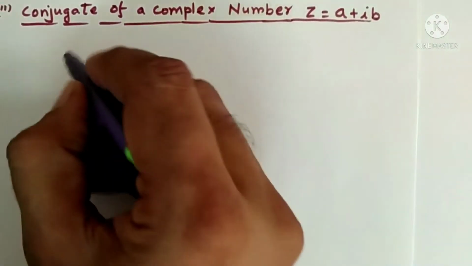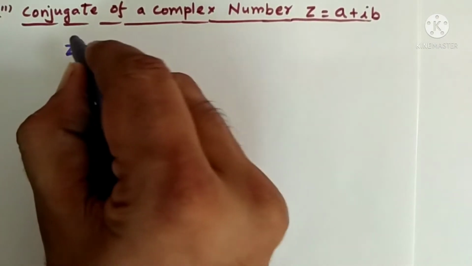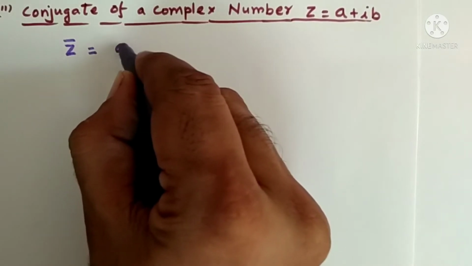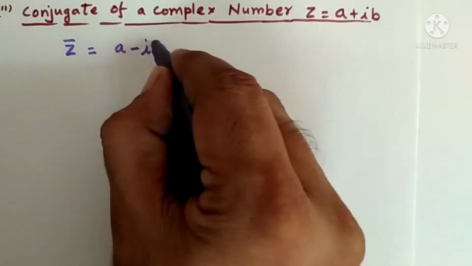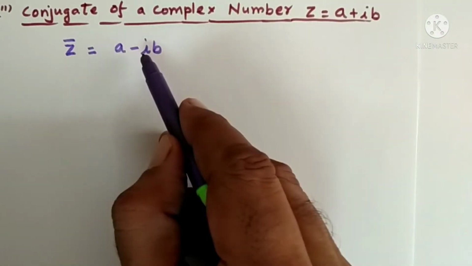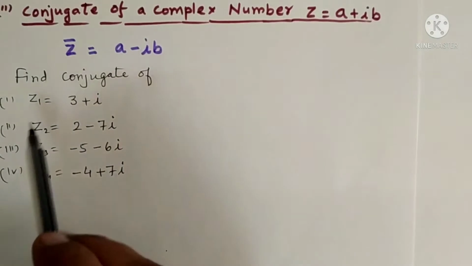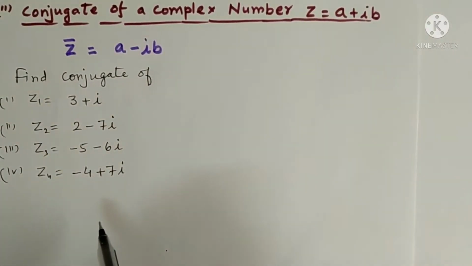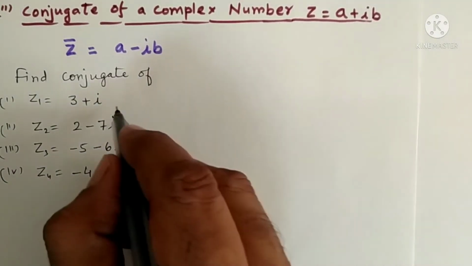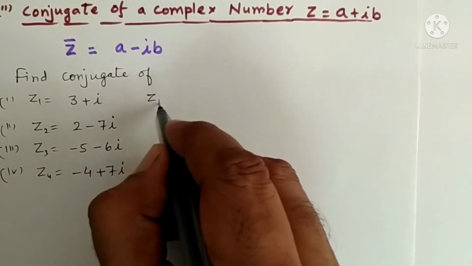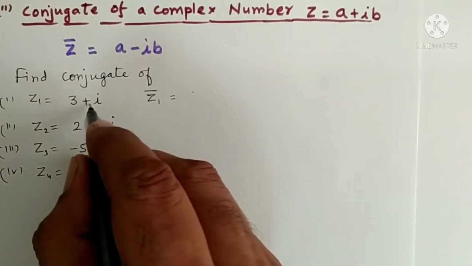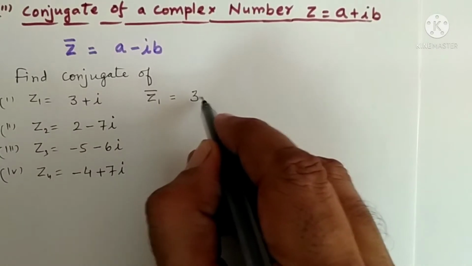iota b. Look here, the conjugate of this will be represented by z bar, and this is equal to a minus iota b. Okay, if plus iota is given, we write minus iota, and we have to find the conjugate of these numbers. Look here, z1 is 3 plus iota. We have to find the conjugate, and the conjugate of z1 we represent by z1 bar, and this will be equal to, this plus iota, so we write here minus iota.